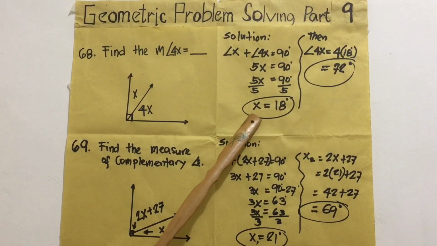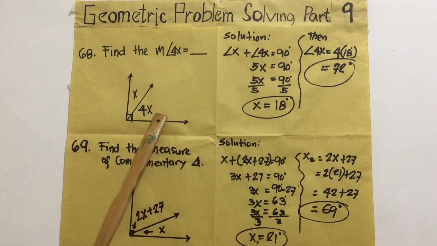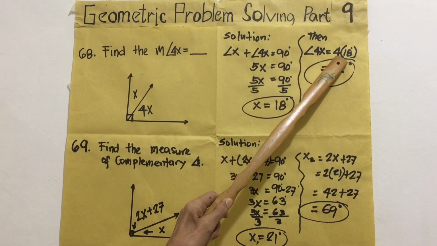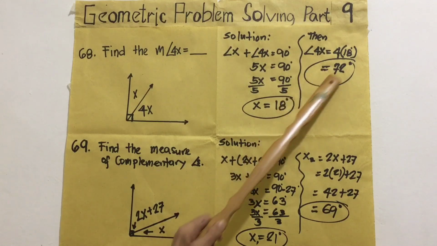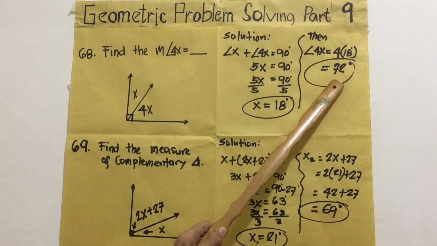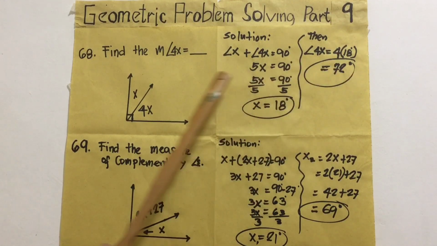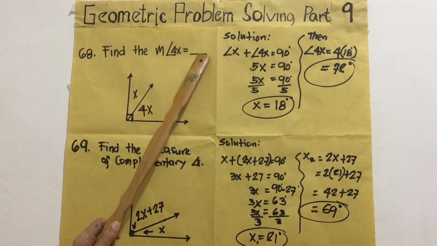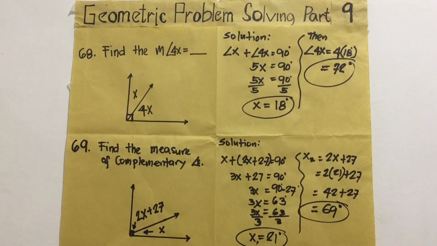After knowing the value of x, we have to solve now for the value of 4x. So angle 4x equals 4, and the value of x is 18. So 4 times 18 equals 72 degrees. So our answer for the measure of angle 4x is 72 degrees.